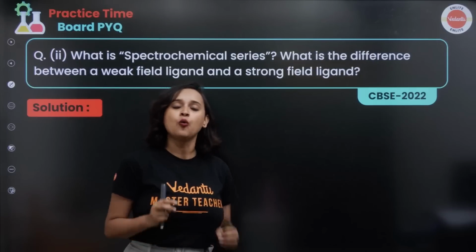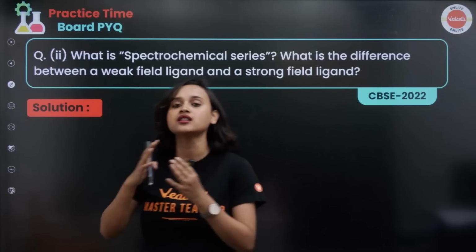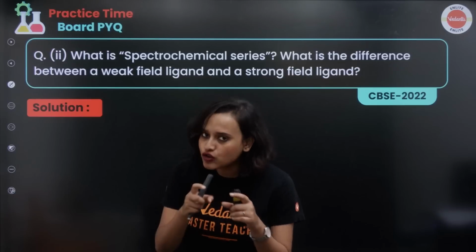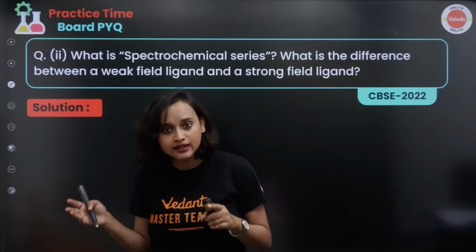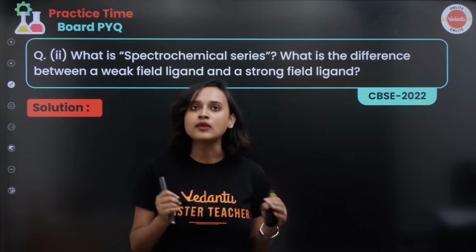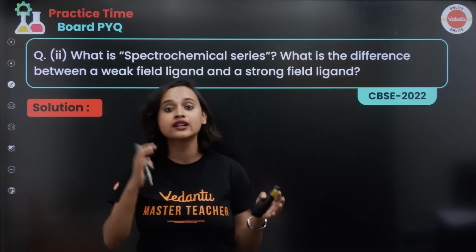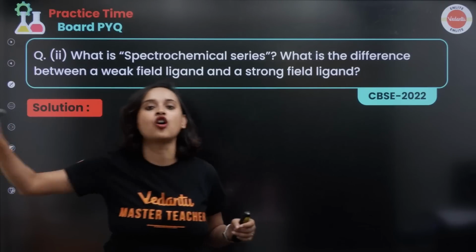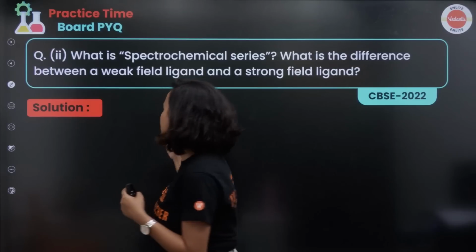Now moving on, what is spectrochemical series and what is the difference between a weak field ligand and a strong field ligand? What is spectrochemical series, my dear student? Spectrochemical series basically contains most common ligands, yes, most common ligands. And based on the crystal field splitting energy, increasing order of crystal field splitting energy, they are organized in a series. That's it. As simple as that. So let's write it down here, okay?